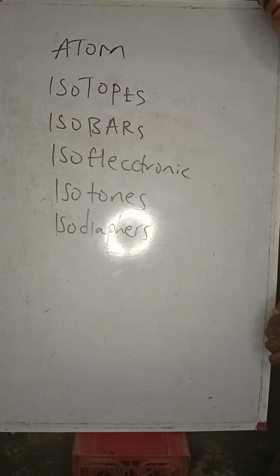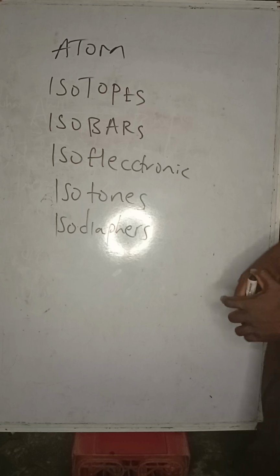I'll be looking at chemistry, and at how to identify atoms and the number of protons, the number of electrons, the number of neutrons, the atomic number, and the mass number. I want to tell you what those stand for. For those of us in beginner level chemistry, I'll just do a brief intro, and I'll explain the concept of isotopy, isobarism, isoelectronic species, isotones, and isodiaphers. So quickly, let's dive into the video right away.